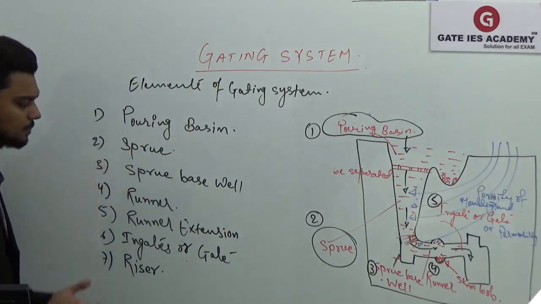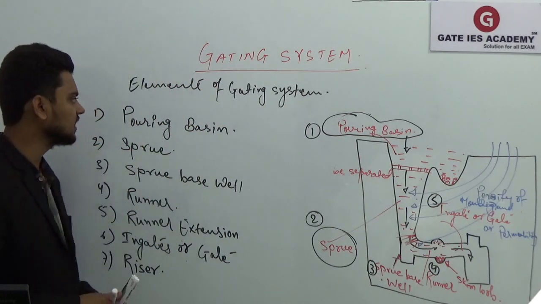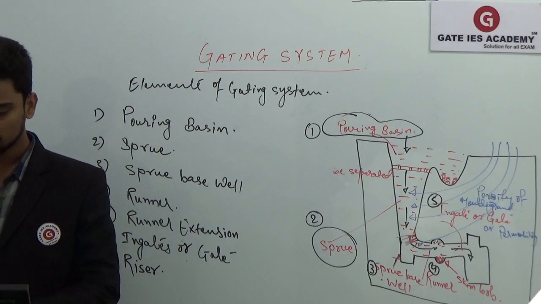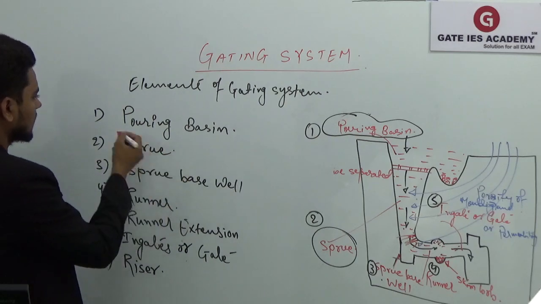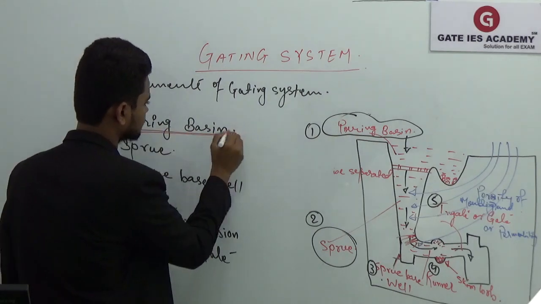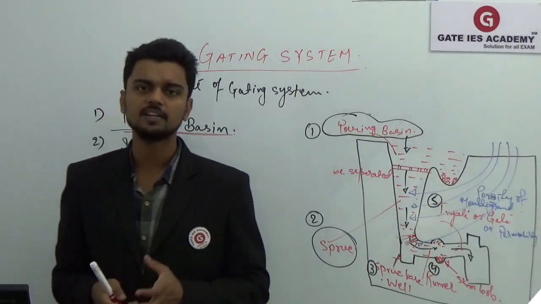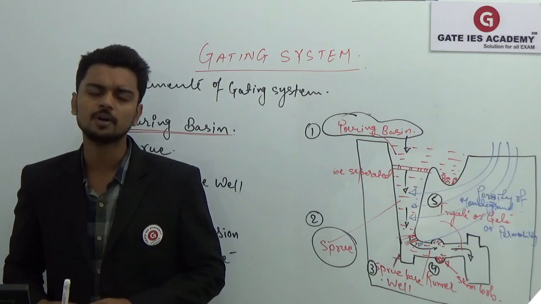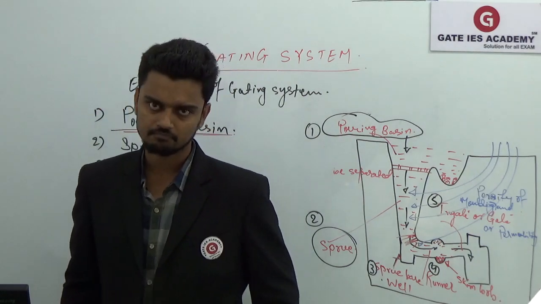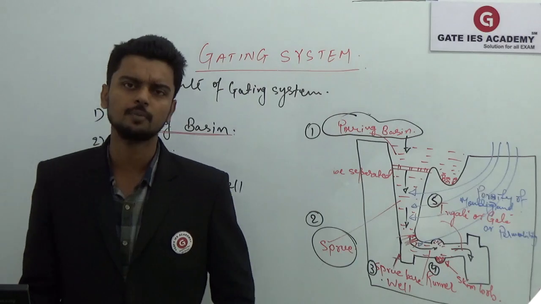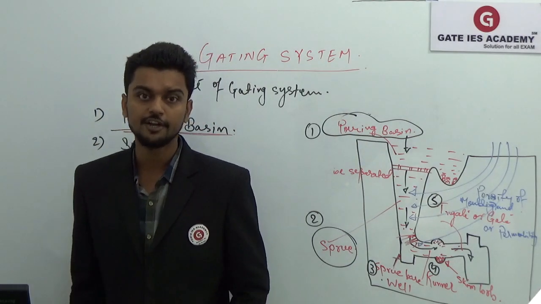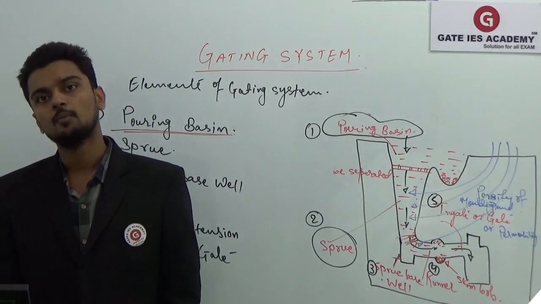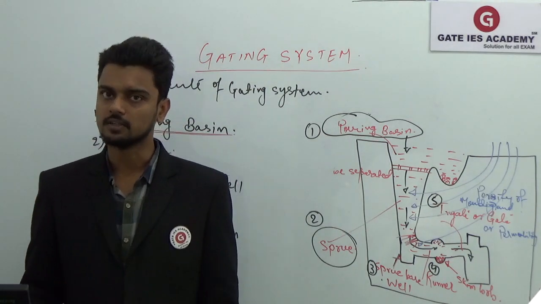Now we'll discuss each element one by one. First, we will discuss the pouring basin. What exactly is a pouring basin? A pouring basin is nothing but a reservoir of molten metal. The main function of the pouring basin is to reduce the momentum of that molten metal.